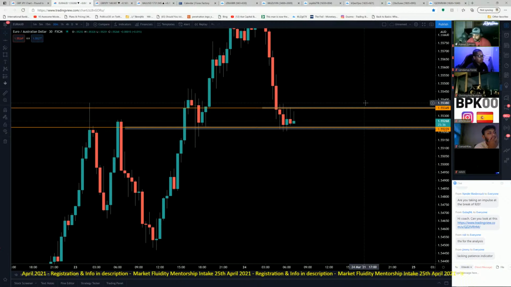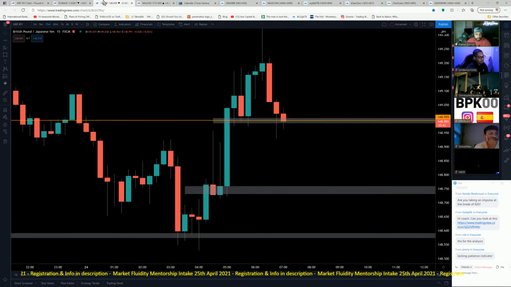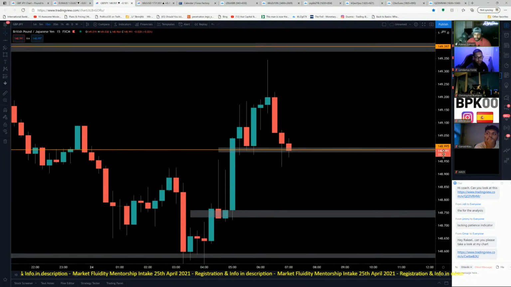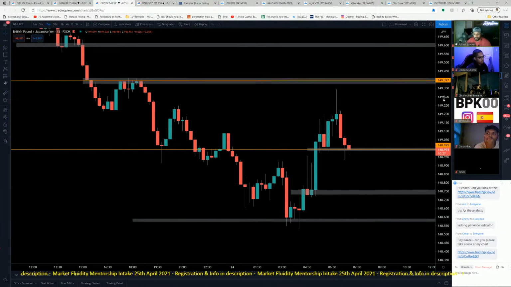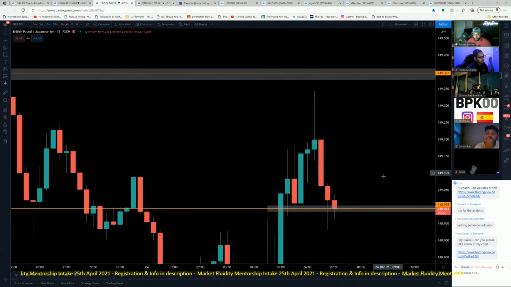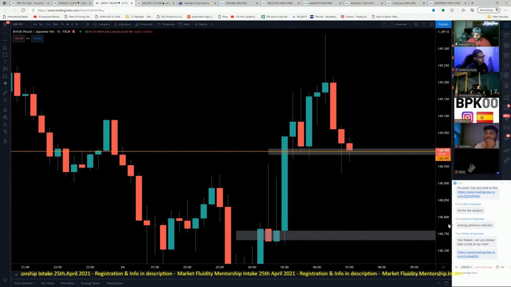Is it possible GJ does a retest and goes up? Yes, mate. That's possible as well. But I'm looking for buys above 149.400 on pound yen. Or if we get an opportunity right here, I think that's going to work as well. So let's see what happens here.